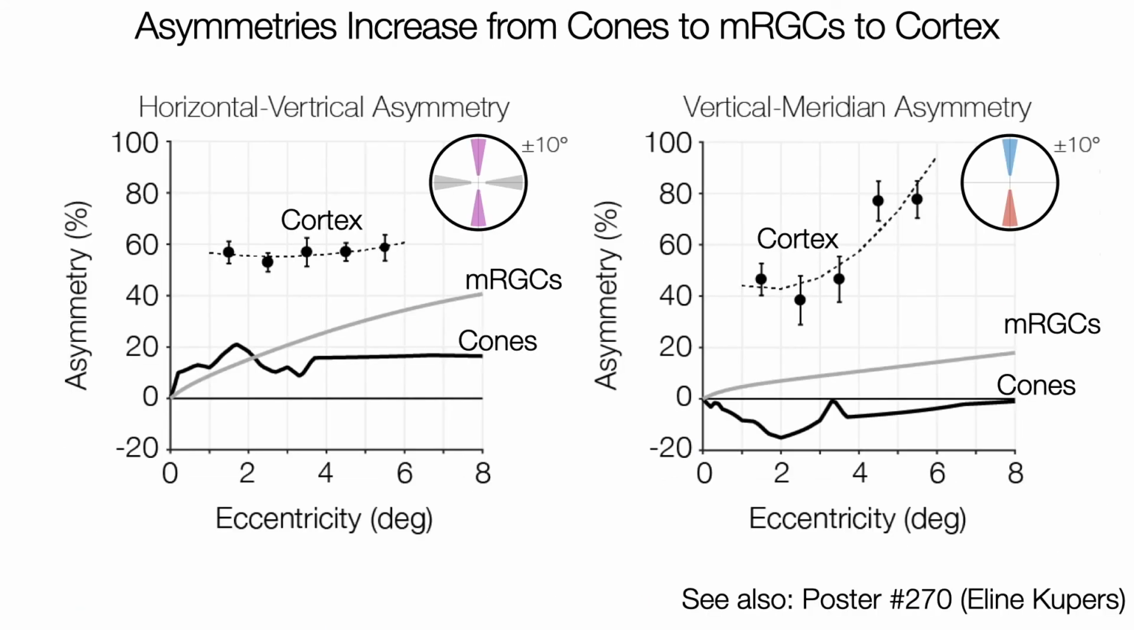Finally, shown here is a comparison of asymmetry across the visual hierarchy, starting with the retinal cones, shown as the black line, including the retinal midget ganglion cells, shown as the gray line, and finally the cortex, shown as the dashed line, all across eccentricity values. For both the horizontal vertical and the vertical meridian asymmetry, the asymmetry grows as one goes up the visual hierarchy, from cones to RGCs to cortex.